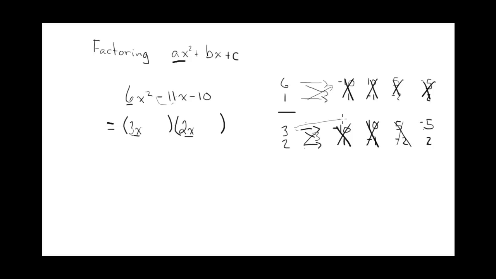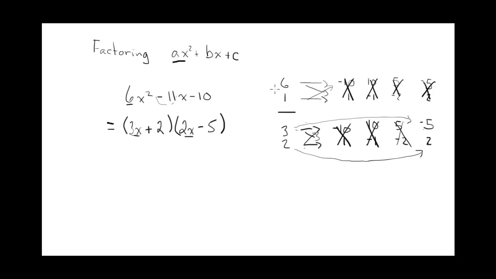So it's 3 times negative 5, 2 times 2. So I want 3. The 3 here has to be multiplied by negative 5. So the negative 5 goes in the opposite bracket. And then the 2 goes in the remaining spot. And then if you expand that out, you should get back this.